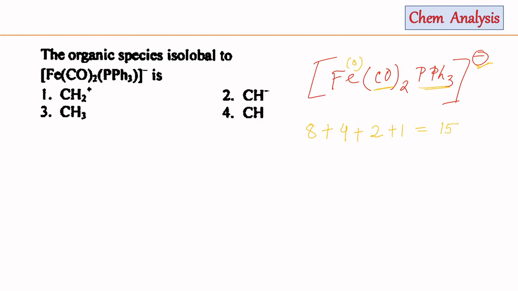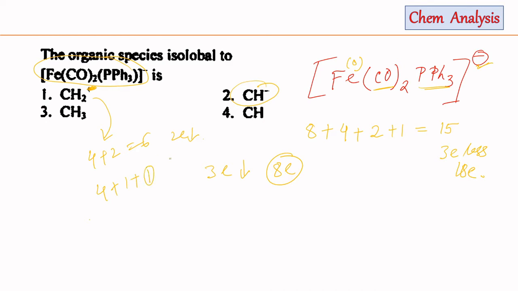There are 15 electrons, and it is 3 electrons less than 18 electrons. So among the given organic species, the species which is 3 electrons less than the nearest octet will be isolobal to this organometallic complex. Now if you count the number of electrons for these organic species, here the printing is not very good, it is CH2. So for CH2 the number of electrons will be 4 plus 2, that is 6, and it is 2 electrons less than the octet. For CH minus there will be 4 plus 1 plus 1, for the negative charge, it is also 6 and 2 electrons less, so it is also not isolobal to the given organometallic complex.